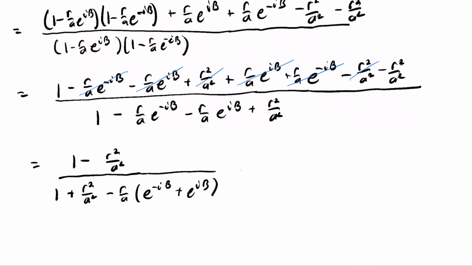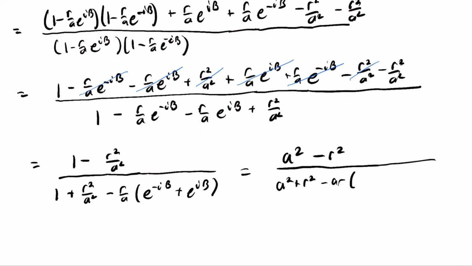Right. And so now let me multiply through by a squared just to clear up some of these fractions. So this ends up being a squared minus r squared over a squared plus r squared minus ar times the terms in parentheses. Well, notice that the terms in parentheses are equal to just 2 times cosine of b, by our cosine and complex exponential identity. So this ends up simplifying to 2 times cosine b.